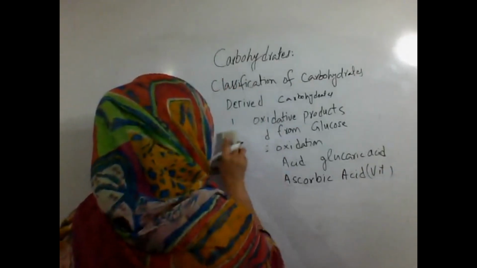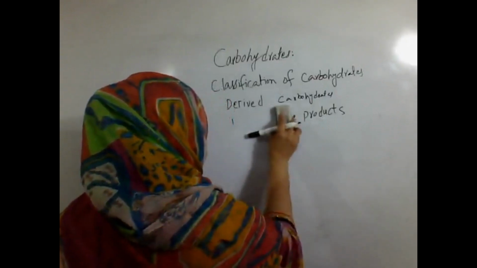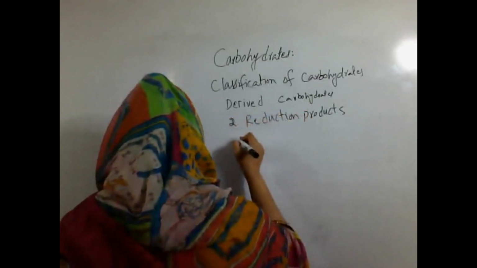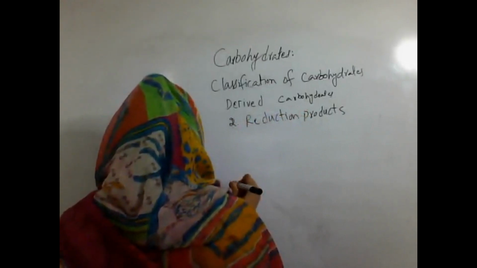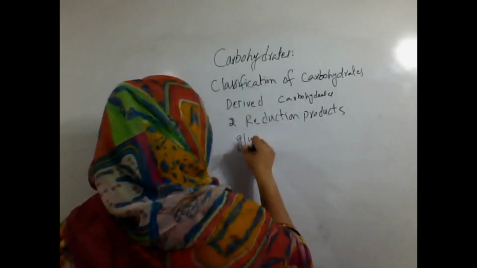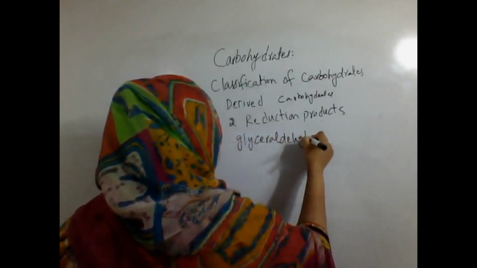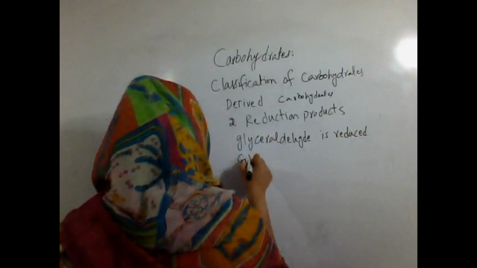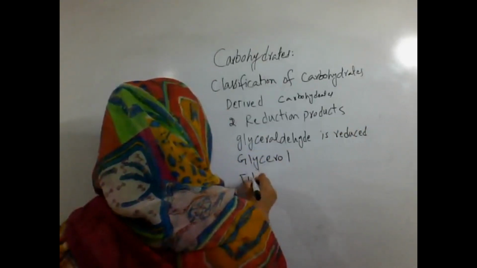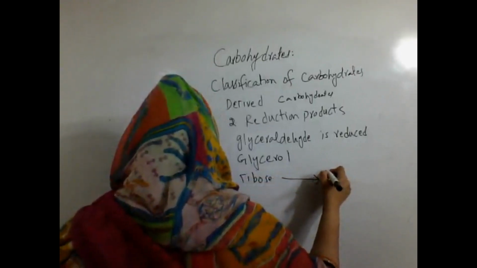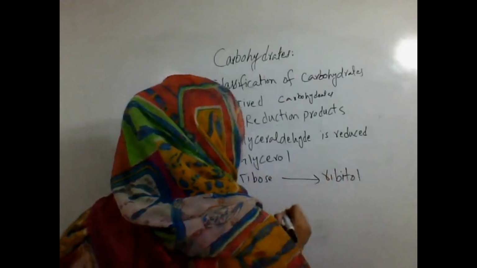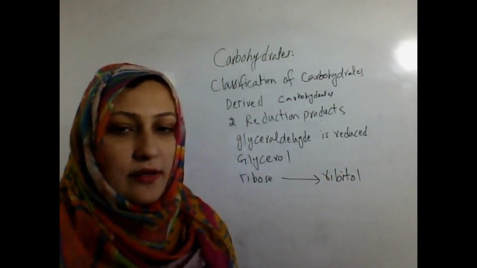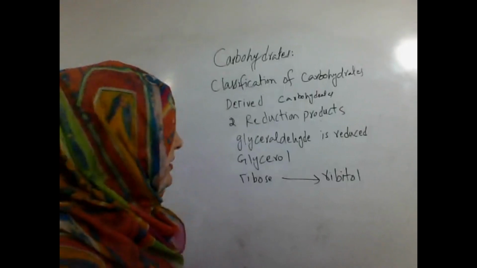When glucose goes through oxidation reactions, the second is reduction products. In this case, when glyceraldehyde is reduced, it is converted into glycerol, and ribose is reduced to ribitol. So alcohols are formed in the reduction products.